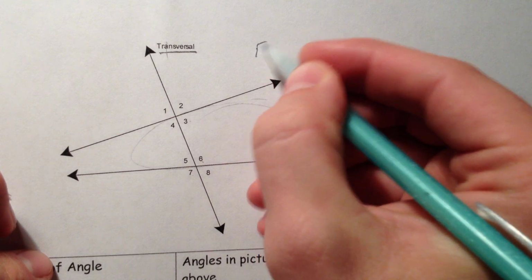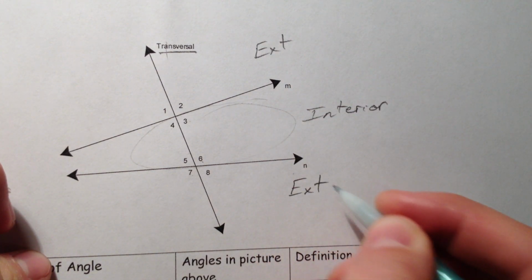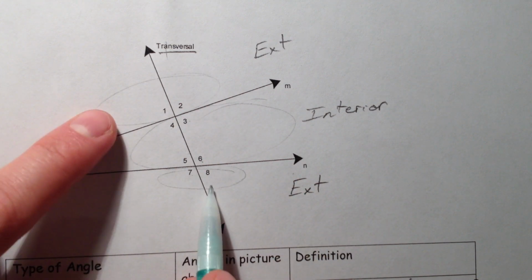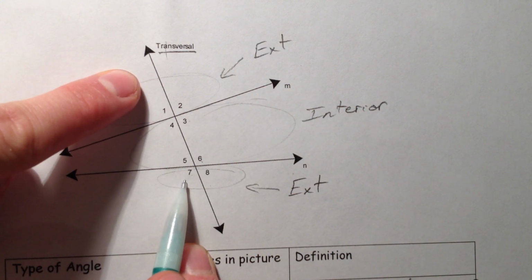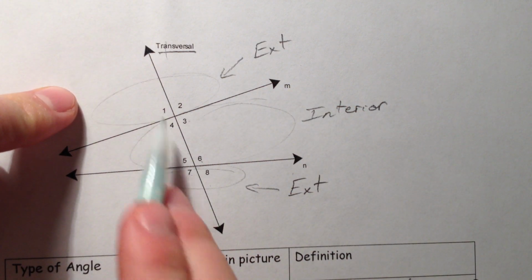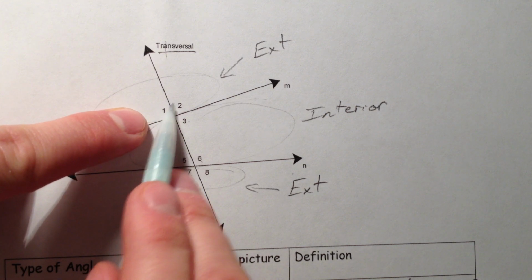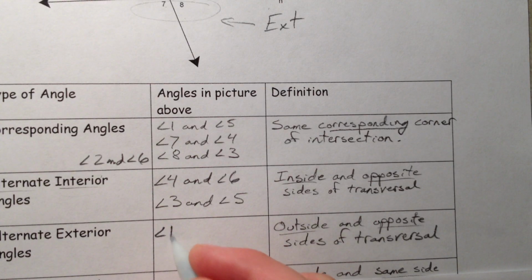So alternate exterior, here's what I mean. This is the exterior and this is the exterior, because we are on the outside of the two lines, the outside of it. So alternate exterior, so let's pick angle 1 is on the outside, and so alternate exterior, the opposite side of the transversal, is 8. So angle 1 and angle 8.